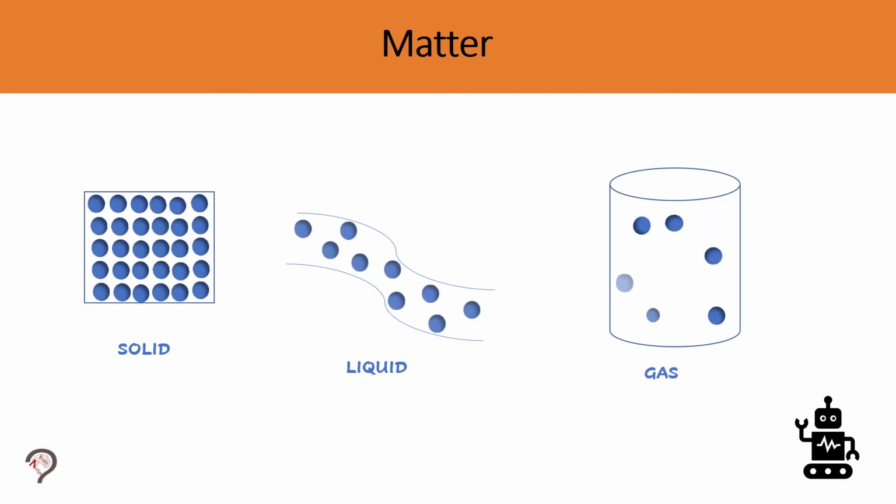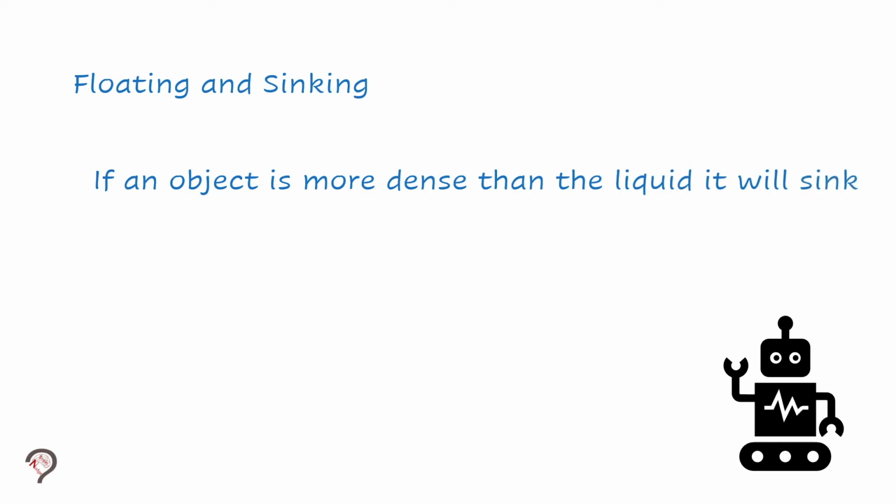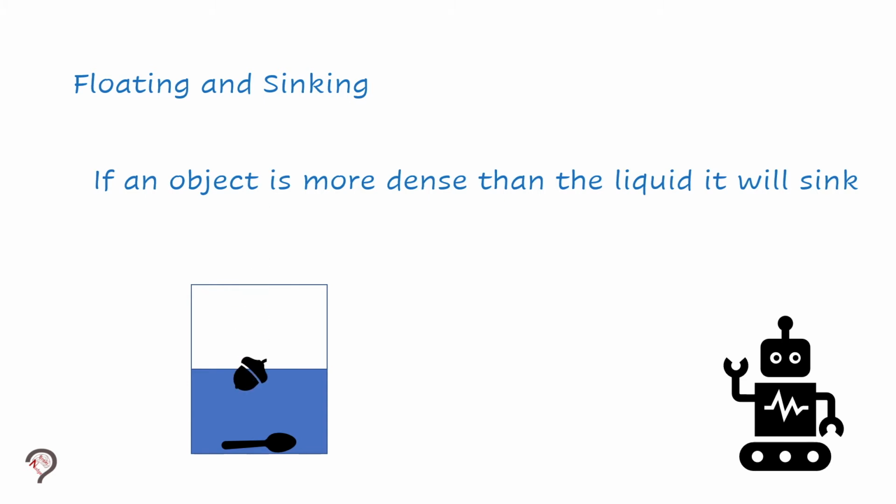So a solid is more dense than a liquid, which is more dense than a gas, except in some cases. Density also decides whether an object will float or sink. If an object is more dense than the liquid, it will sink. For example, a spoon will sink in a glass of water, whereas an acorn will float.